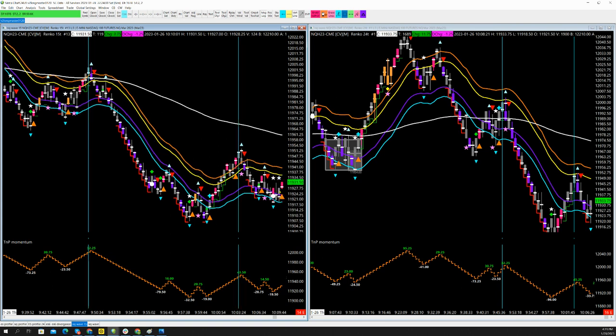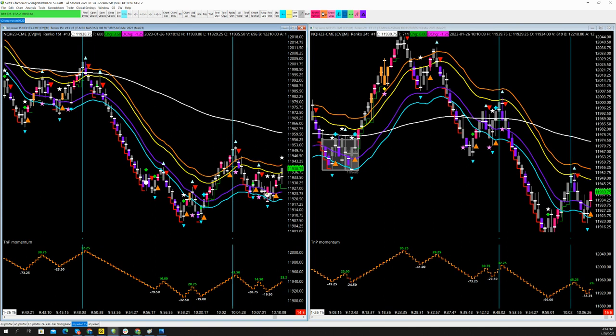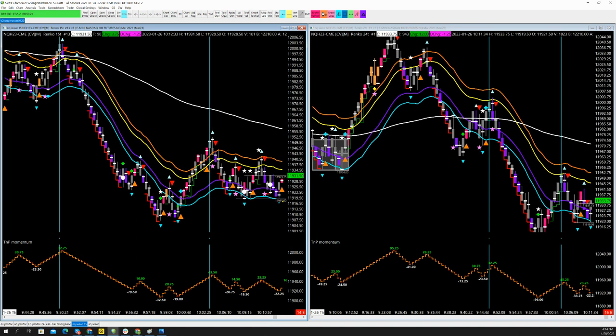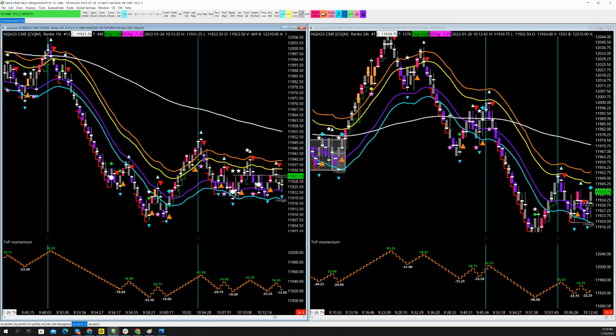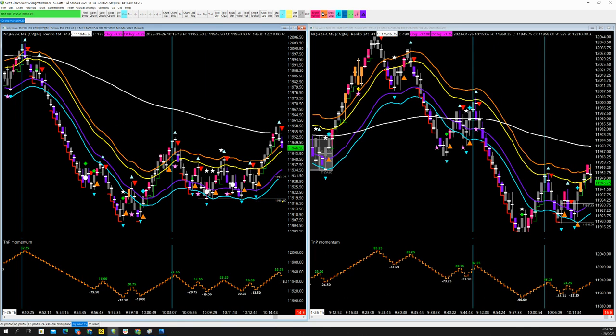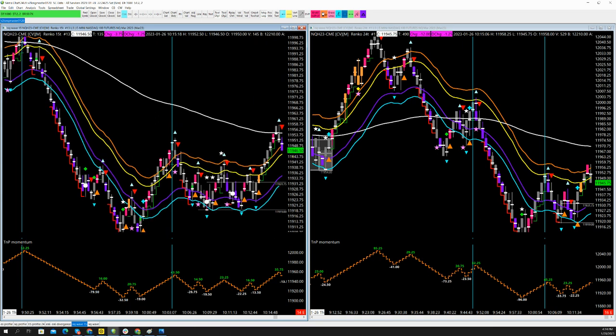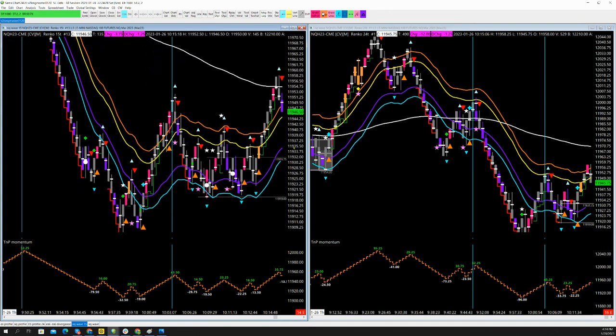So star, no triangle up, star triangle up. I'm long right here. Stop is about 12 points. So that would be a 31. Again, 19 is approximately your stop. And if you look really closely, leave your stop at 19, you have not been stopped. See that? You have not been stopped.